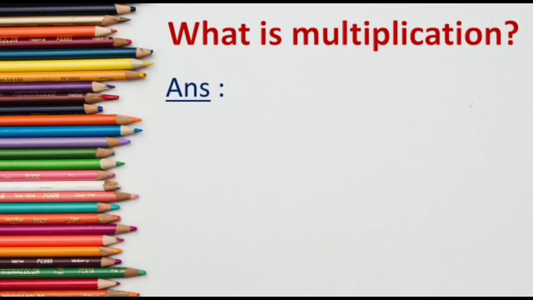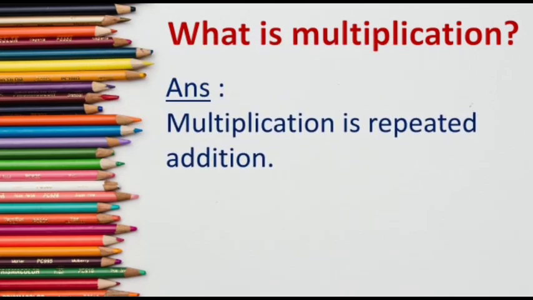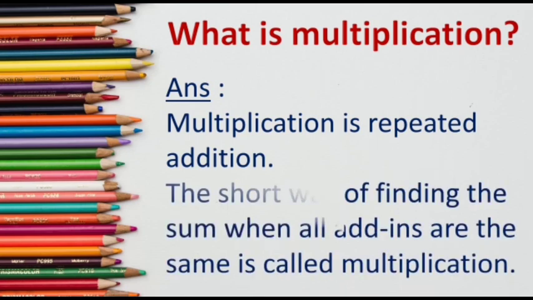Answer: multiplication is repeated addition. Multiplication is repeated addition means if one number is being repeated again and again, and the answer it gets, that is equal to the multiplication answer. The short way of finding the sum when all addings are the same is called multiplication.